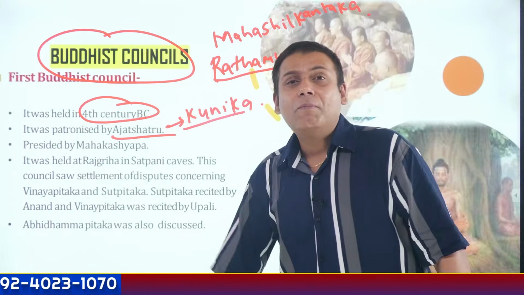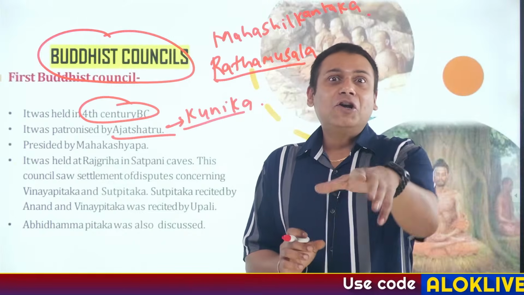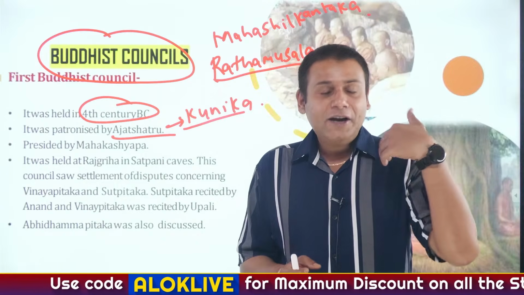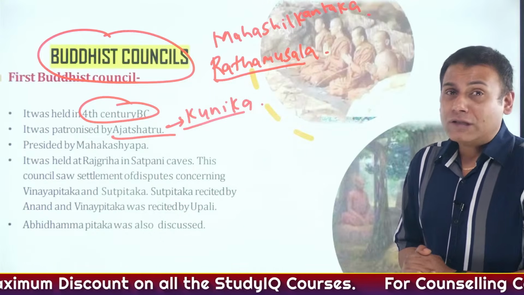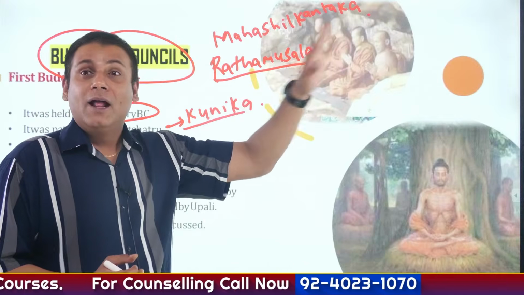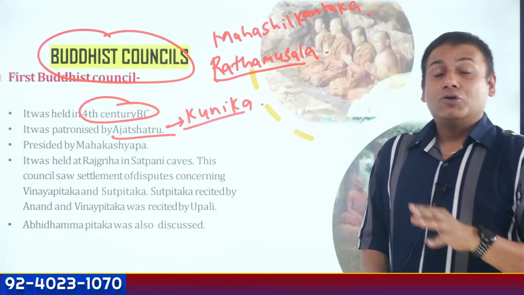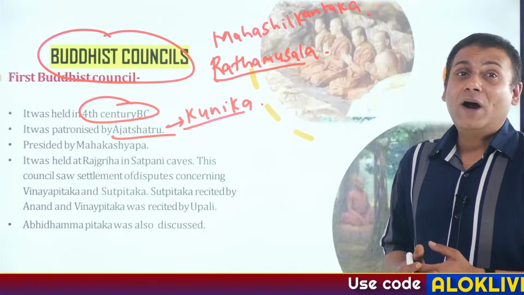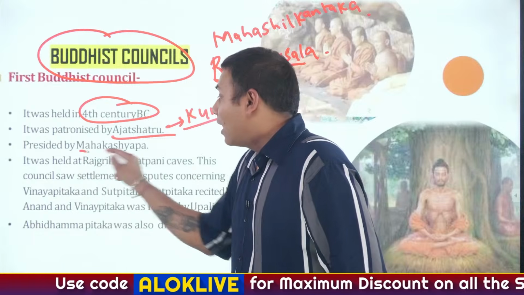You might have seen the movie Bahubali. In the movie, you might have observed the chariot of Bhallal Dev, correct? It has a spoke in front of it and the chariot moves forward, cutting down the enemies. That is nothing but the Rath Musal. And what is Mahashil Kantak? Mahashil Kantak was the catapult in Bahubali that pelted huge stones on the enemies. So these were the inventions of Ajatashatru. Ajatashatru was the person who patronized the first Buddhist council and it was presided over by Mahakashyap.